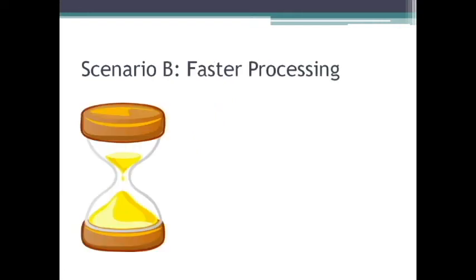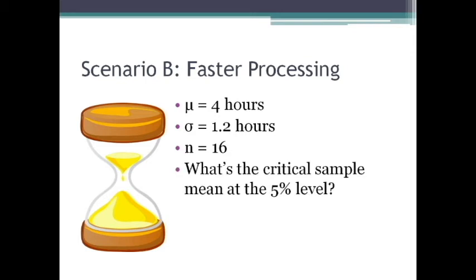Let's go in a different direction. Let's imagine faster processing. Let's imagine that you work at a company, you get these orders in, and they're trying to turn these orders around as quickly as possible, ship things out as quickly as possible. Let's suppose it takes an average of 4 hours to process an order with a standard deviation of 1.2 hours. And you come up with this different way of processing orders where you think this is an improvement. And you maybe test this on, say, 16 orders.